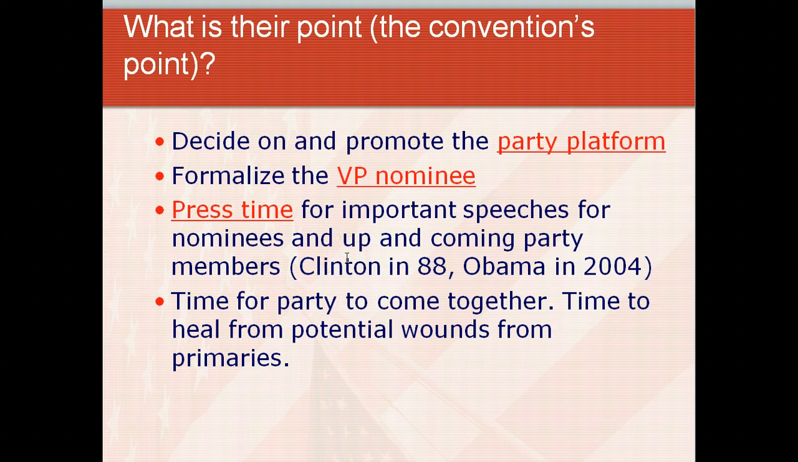For example, sometimes up-and-coming members of the party will give a speech at the convention, and then they later will become maybe the nominee. For example, Clinton gave a speech in '88 and was the nominee in '92. Obama gave the speech in 2004 and was the nominee in 2008. It's not always the case, but sometimes it gets some notoriety for people.